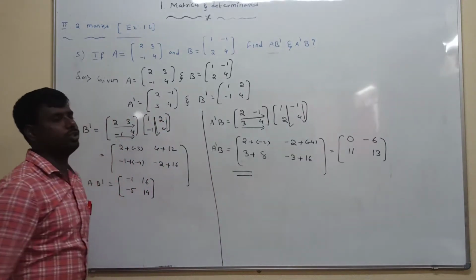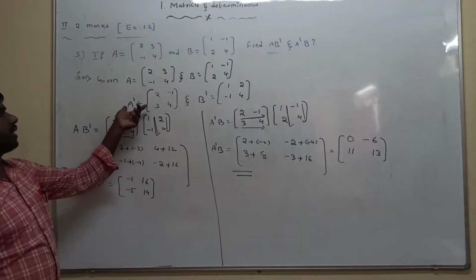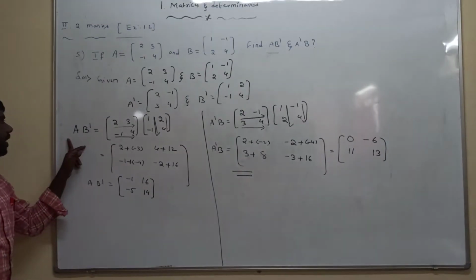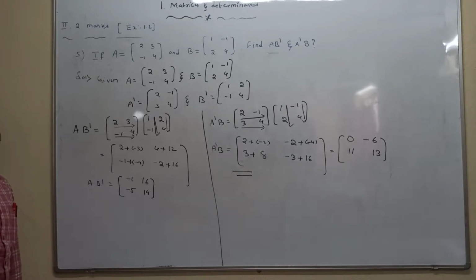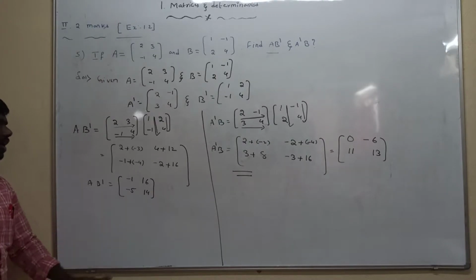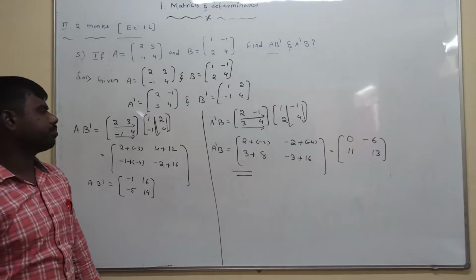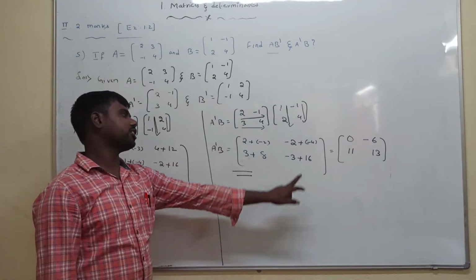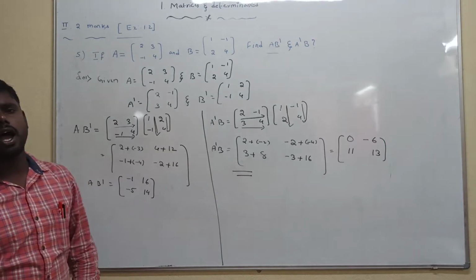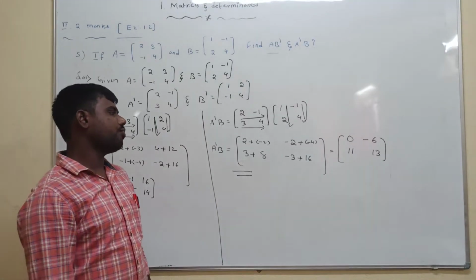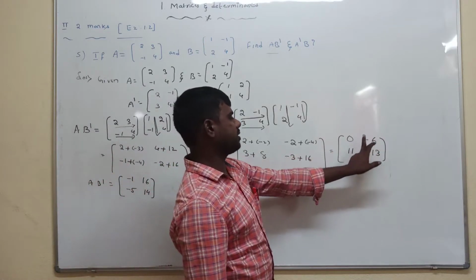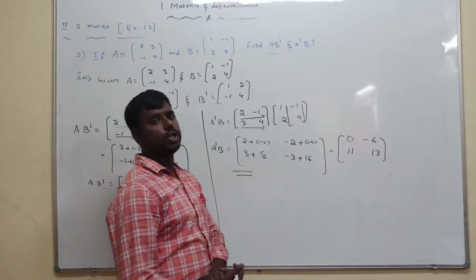These are the solutions. First, we have to find the transpose of A and transpose of B. After that, calculate A into transpose of B. Finally, we got the A into transpose of B matrix as minus 1, 16, minus 5, 14. Next, to calculate transpose of A into B, substitute the transpose of A matrix and the B matrix. After applying the multiplication of two matrices condition, we get the transpose of A into B matrix value as 0, minus 6, 11, 13. This is the solution for this question.